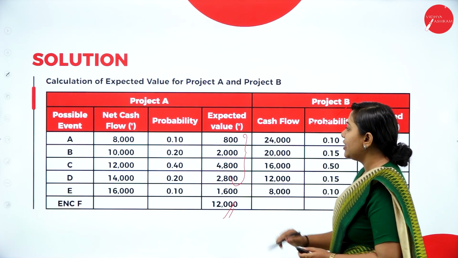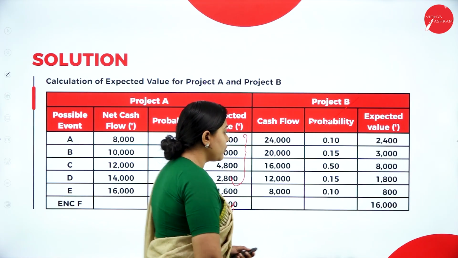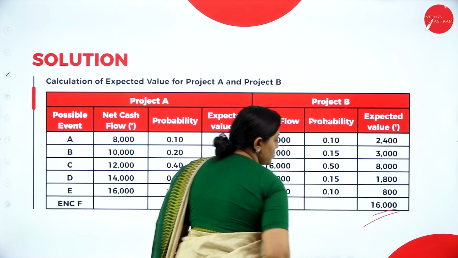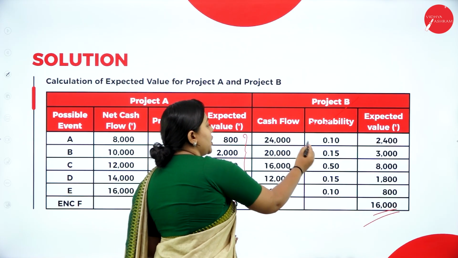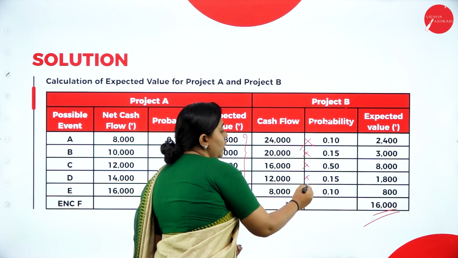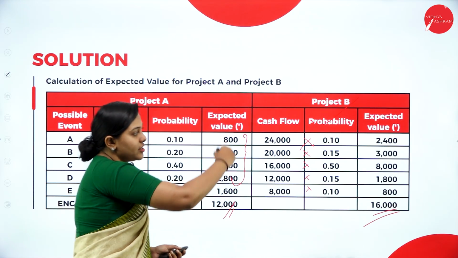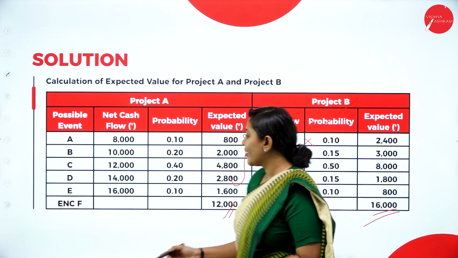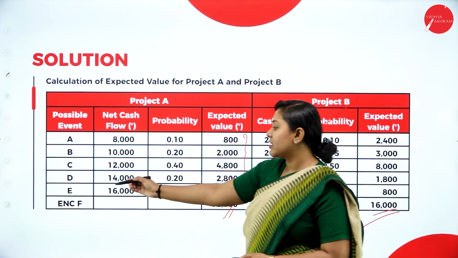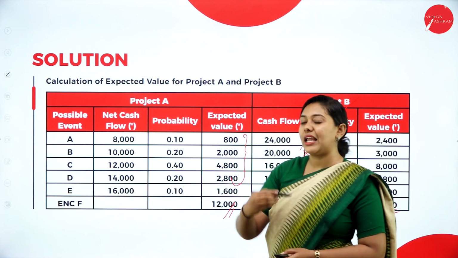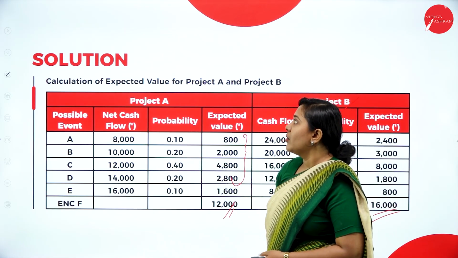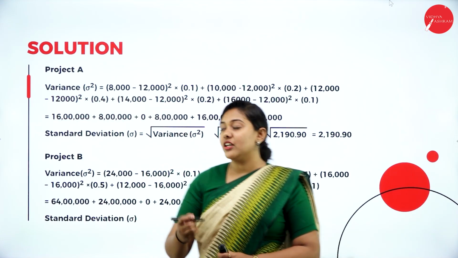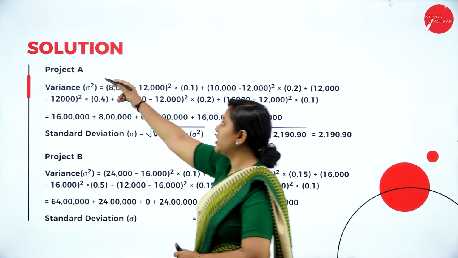For Project B, similarly we calculate the expected net cash flow, which is 16,000. So how did you get it? You multiply each cash flow by its probability, and the summation of the expected values will be your 16,000. Moving forward, we have got our expected net cash flows. Now, what do we need to calculate? Your variance.